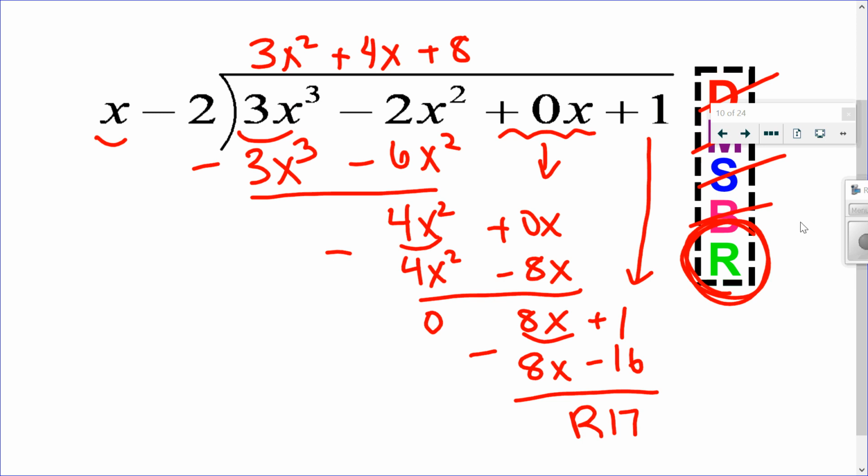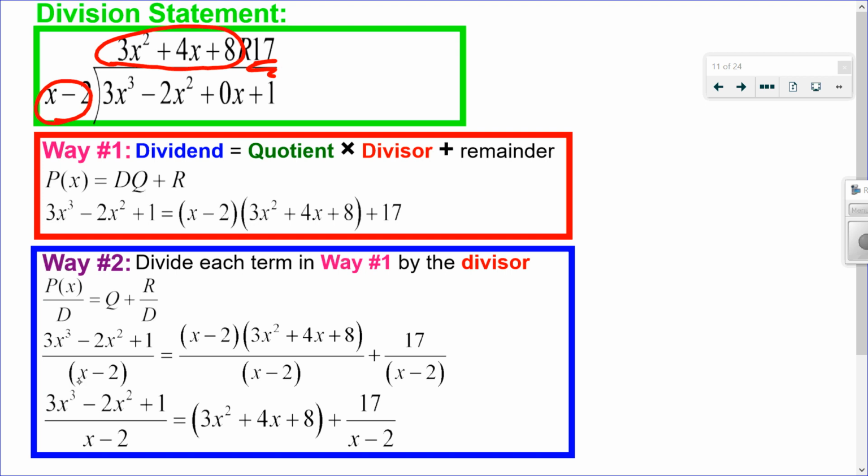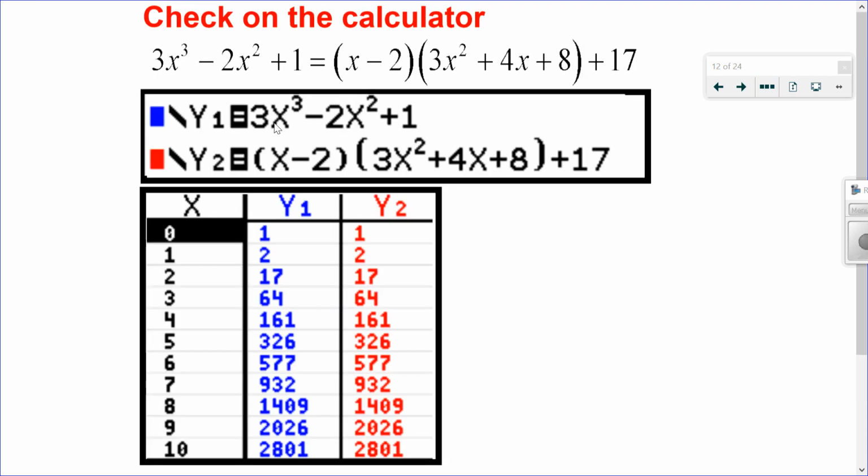So now that I have my division, I can write this as division statements in the 2 different ways, and of course check on the calculator. So here's my first way. I take my quotient multiplied by my divisor, add on my remainder. And then in the second way, divide each of the terms by x minus 2. You can see those cancel. And you're left with 3x squared plus 4x plus 8 plus the remainder out of the divisor. So just the 2 different ways. I'll use way number 1 to check it on my calculator. So original question, way number 1 entered in there. And you can see the check always happening in the table. And it works out so I know I'm correct.